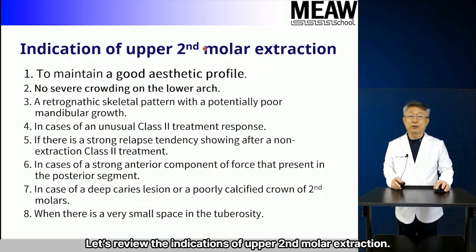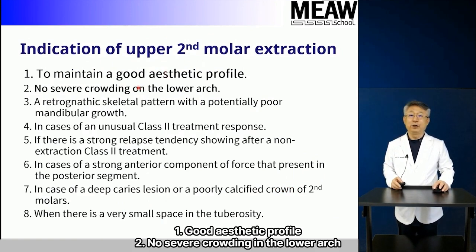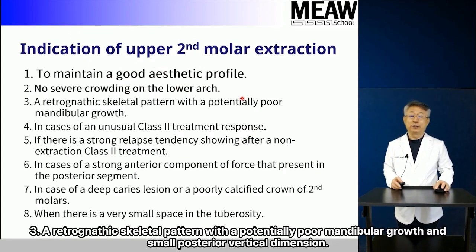Let's review the indications of upper second molar extraction. 1. Good aesthetic profile. 2. No severe crowding in the lower arch. 3. A retrognathic skeletal pattern with a potentially poor mandibular growth and small posterior vertical dimension.